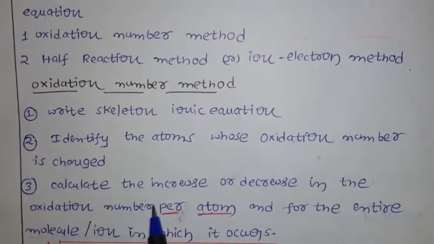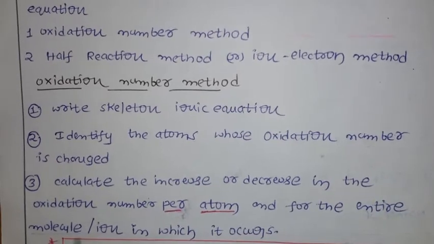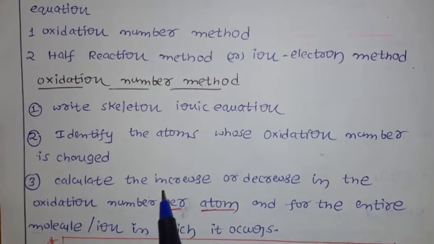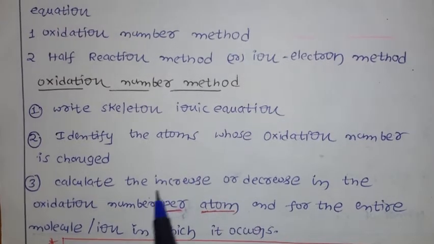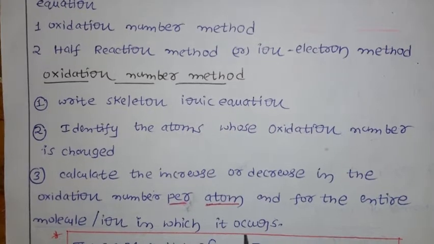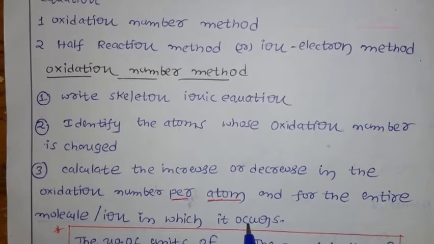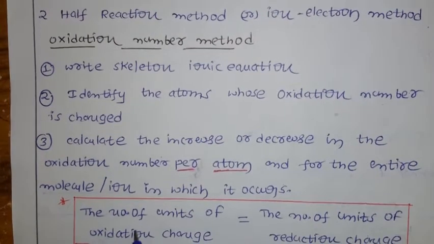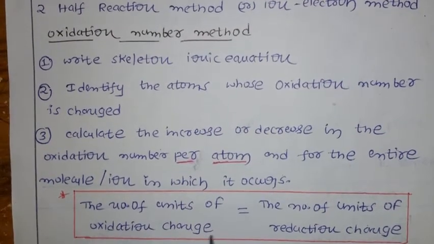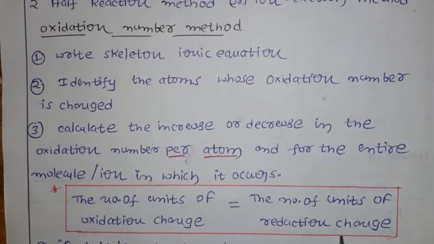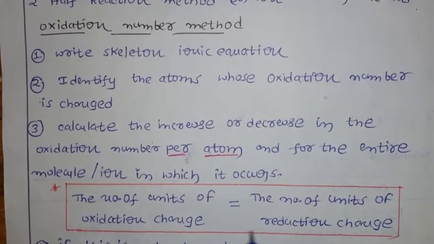Third, calculate the increase or decrease in the oxidation number per atom. Important, as we already discussed, the oxidation number change we have to calculate per atom, and for the entire molecule or ion in which it occurs. Then, importantly, the number of units of oxidation change should be equal to the number of units of reduction change. Whatever the change is, it should be equal.